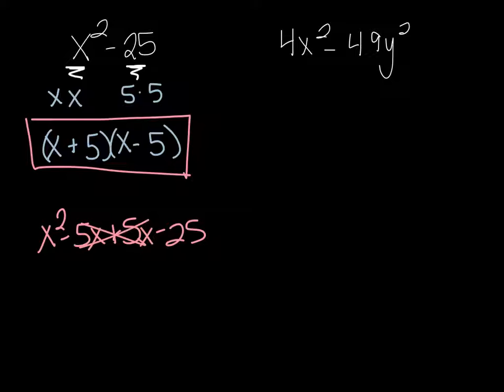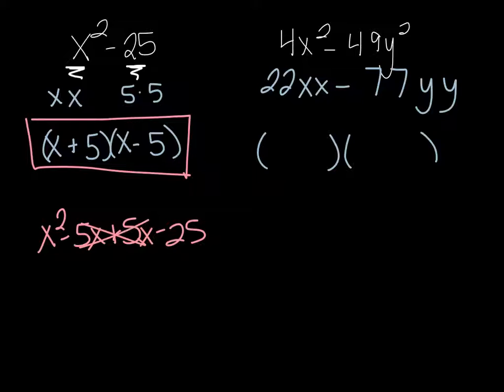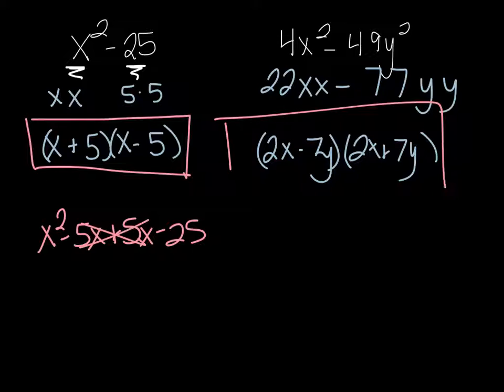Now, difference of two squares, you could have multiple variables. So this would be 2 times 2, which gives you 4, an x and an x. 7 times 7, which gives you 49, a y and a y. So when I break these up, I need a 2 and an x in each, a 7 and a y in each, one positive, one negative, and there's my final answer.